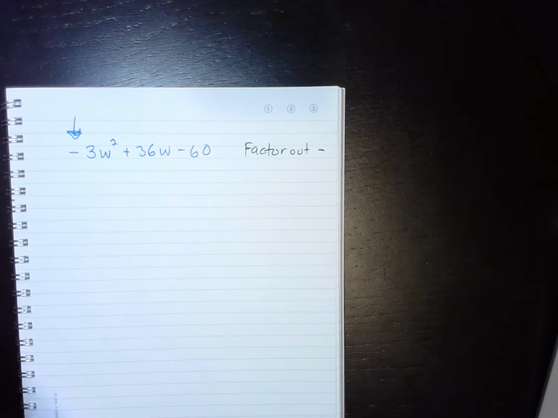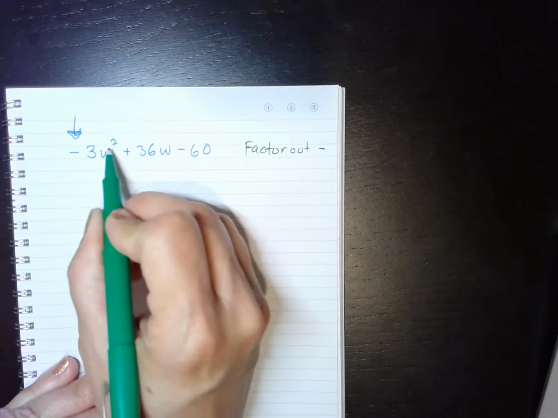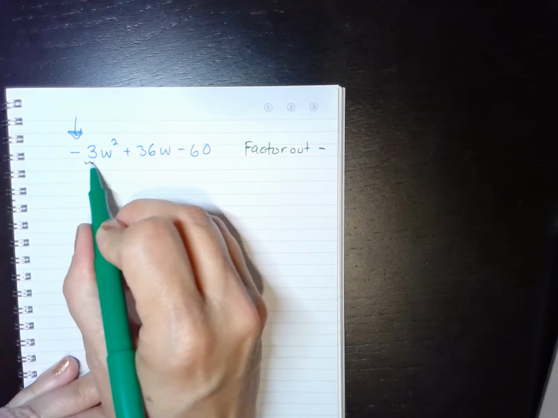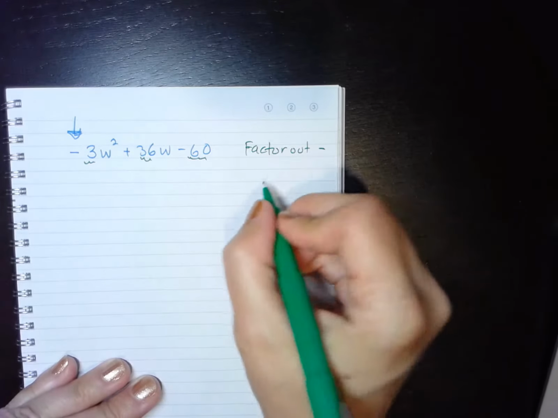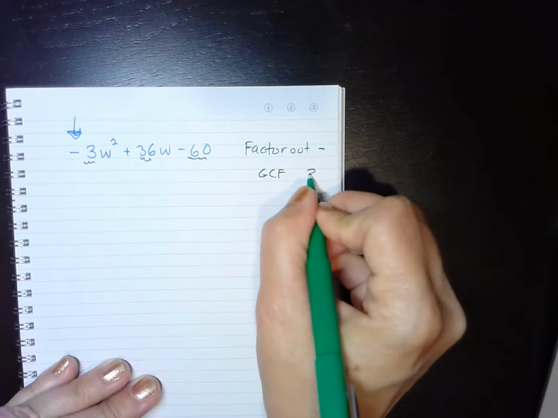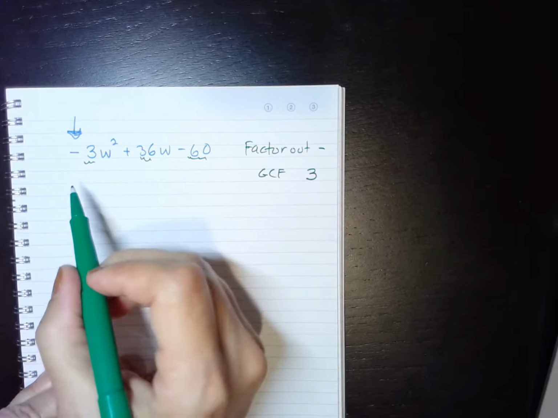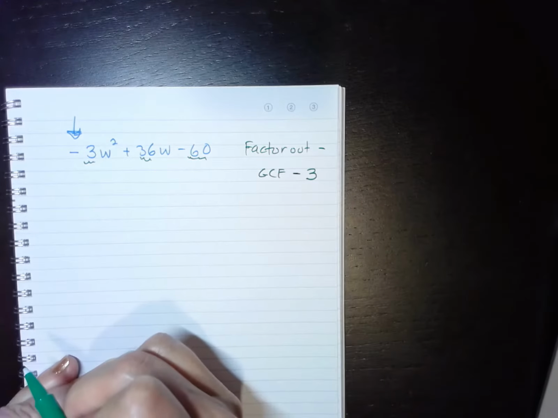So if I'm looking at this one, I notice that the W doesn't go all the way through, so there's not a GCF with W, but I do see my numerical coefficients are all divisible by 3. So my greatest common factor is going to be a 3, because 3 goes into 3, 36, and 60. But since there was that leading negative in the front, I'm going to factor out a -3.